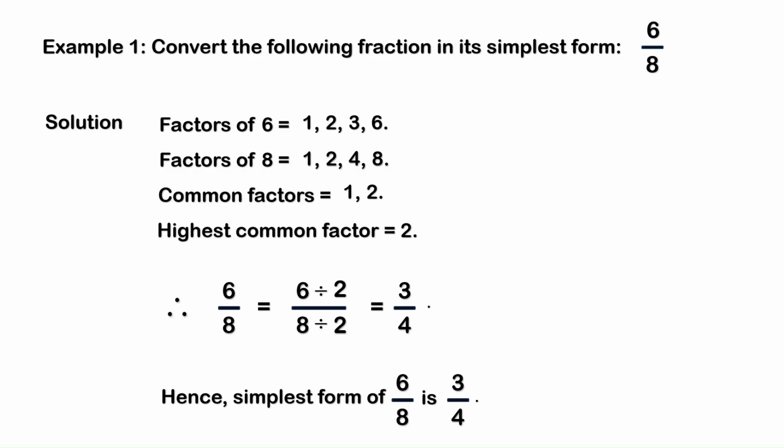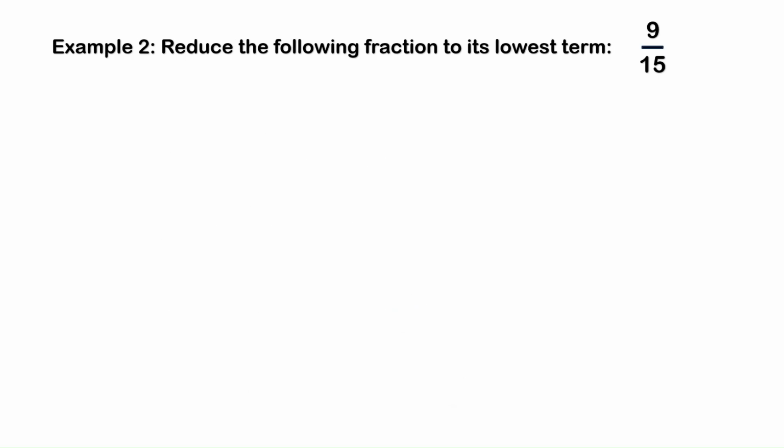The next example is reduce the given fraction 9 upon 15 to its lowest term. Again, remember that lowest term and simplest form are one and the same thing. So we'll proceed just like we did in our previous example. We'll find out the highest common factor and then divide the numerator and denominator by that highest common factor.